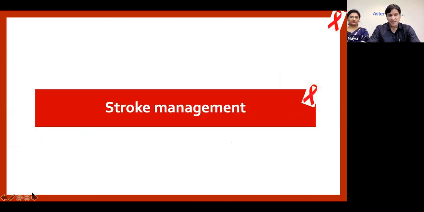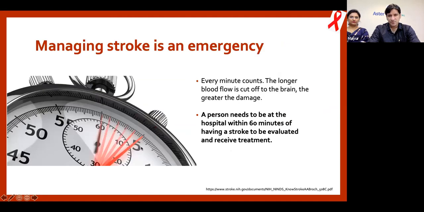So next comes stroke management. The most important thing is that stroke is an emergency and each second counts. With each passing minute, more and more brain cells get damaged. Once that time crosses the important first 3 hours, which we call the golden hour in stroke, the brain damage can be irreversible.